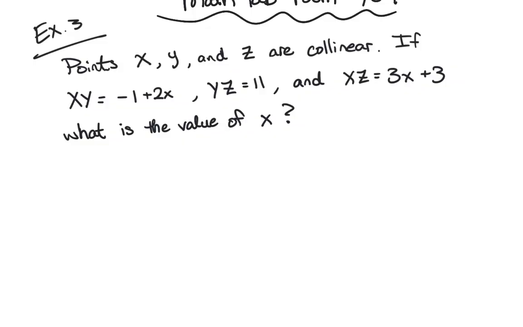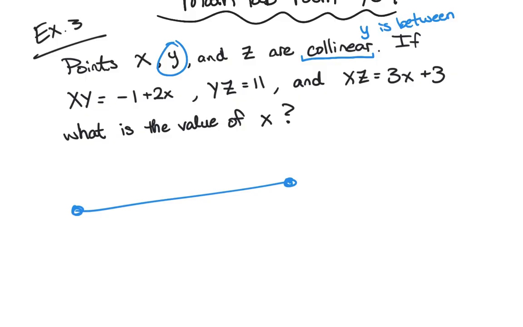All right. Last example. Points X, Y, and Z are, there's that word again, collinear. So again, they're on the same line. When you see this question, you got to draw it. I didn't write this, but I should have written that Y is between X and Z. If I was a good teacher, I would have written that.